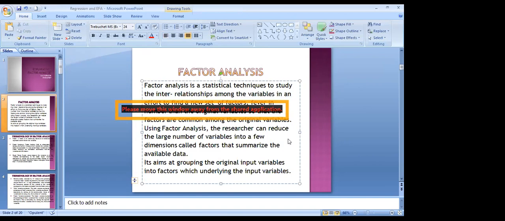Factor analysis is a statistical technique to study the interrelationship among the variables in an effort to find a new set of factors, fewer in number than the original variables, so that the factors are common among the original variables. Now you have a good idea about what a factor is. A factor refers to a grouping of variables based on their interrelationship and some common features among them, which statistically we will find out.